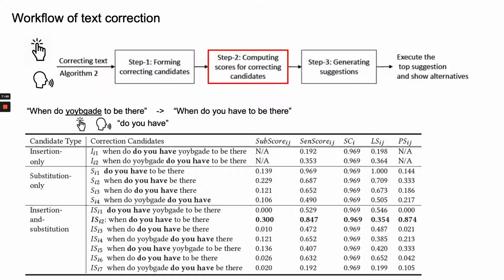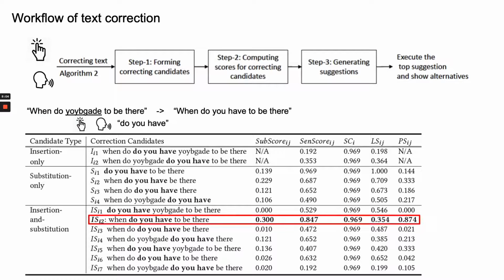The second step is to compute the score for each candidate. The scores are computed based on a trigram language model, word embedding similarity, editing distance, and the location of the new phrase. The third step is to generate suggestions based on the combination of those scores.